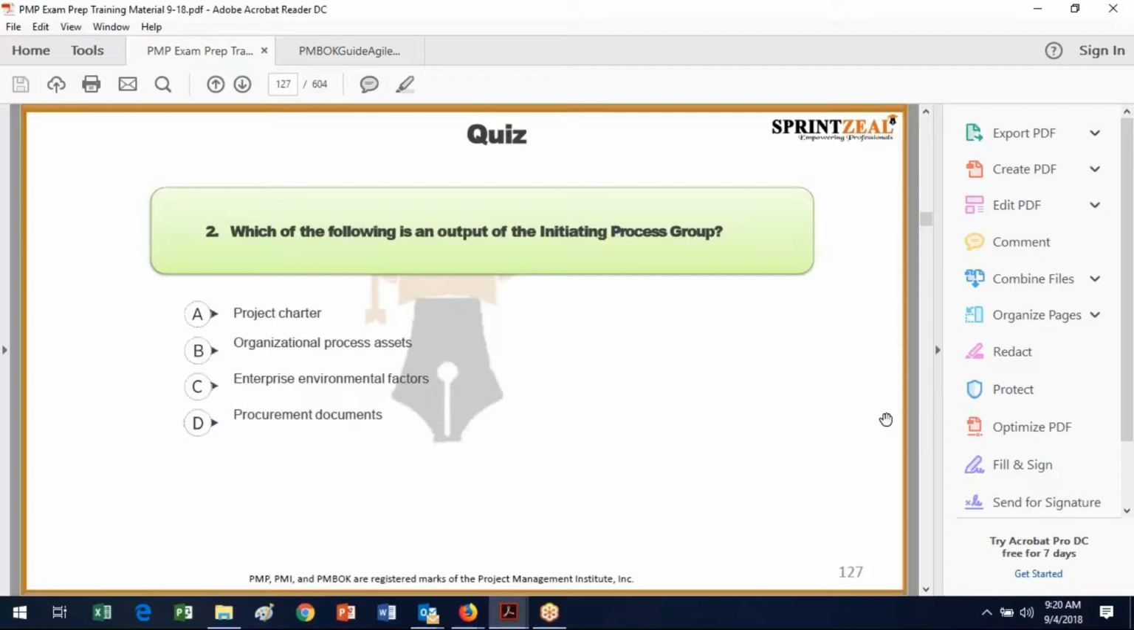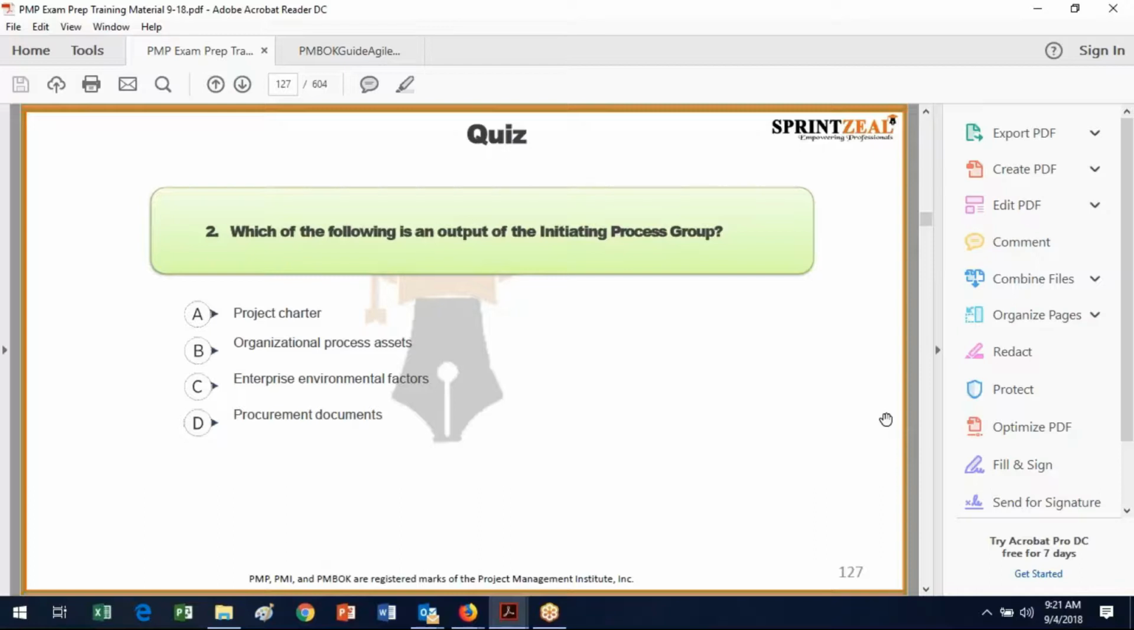Okay, question number two. Of the initiating process group, we know that we establish a vision, we define and authorize a project during that time. So, this output organized process assets. Something of the process group, organized process assets. I would say it would be B as an output of the process. Okay, as an output of the initiating process group.